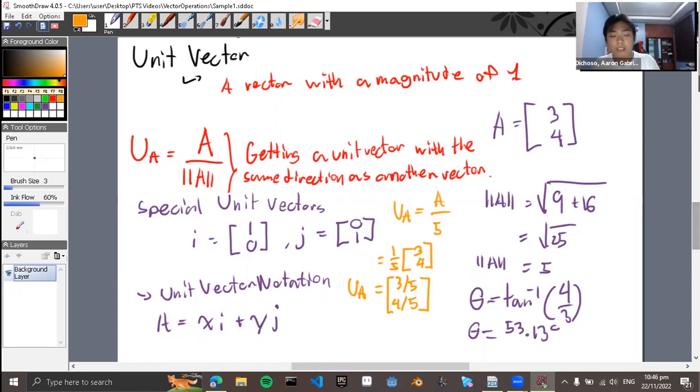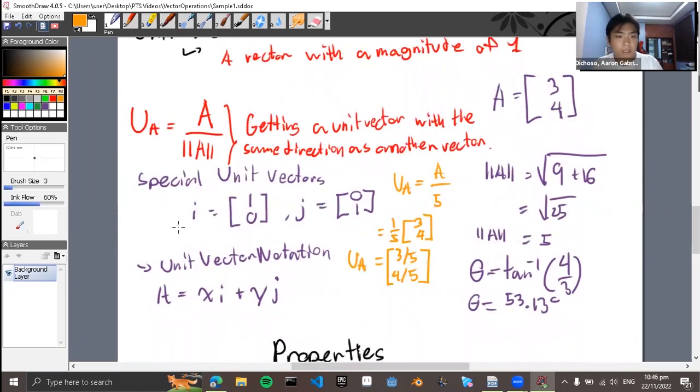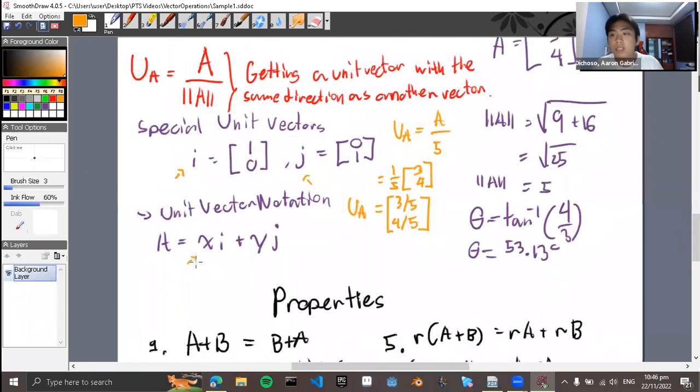Additionally, we have some special unit vectors here, i and j, which are just (1, 0) and (0, 1). And doon nanggagaling actually yung unit vector notation. Because if you think about it, if we just substituted the value of i, it would be (1, 0), and j would be (0, 1).